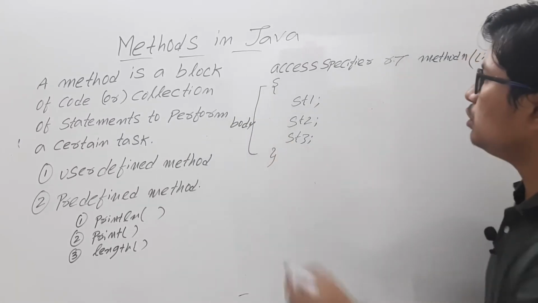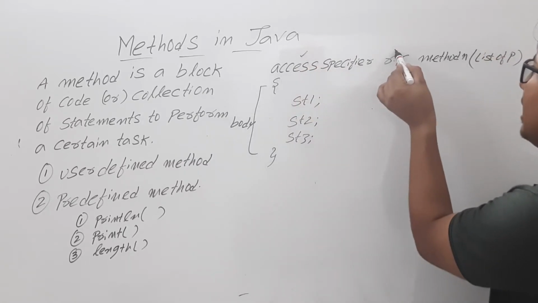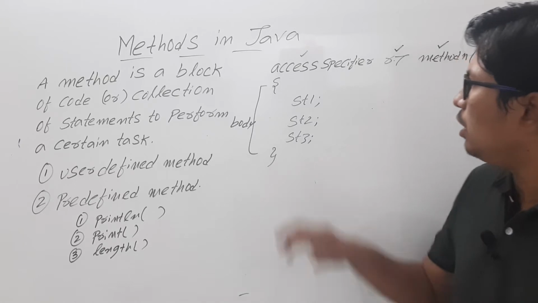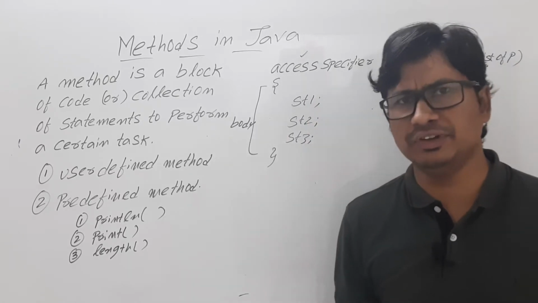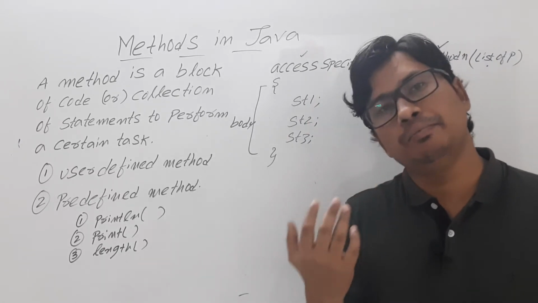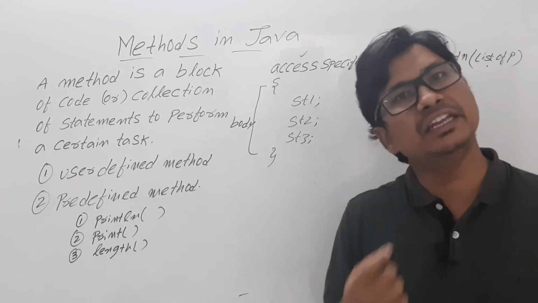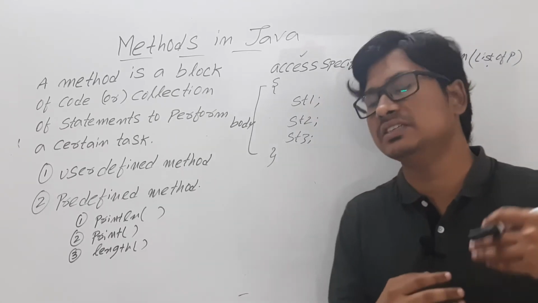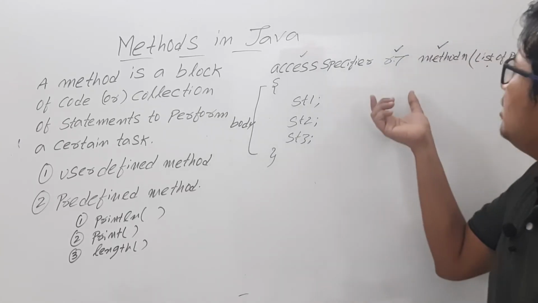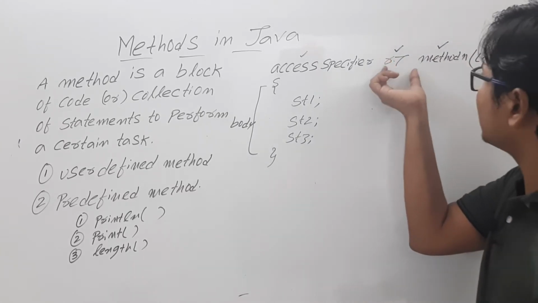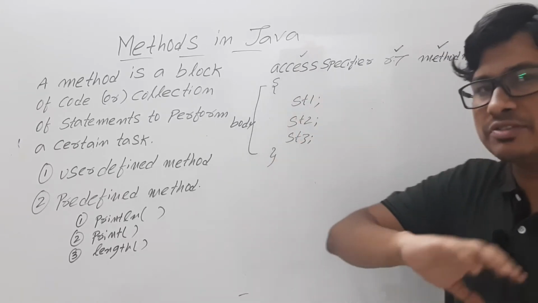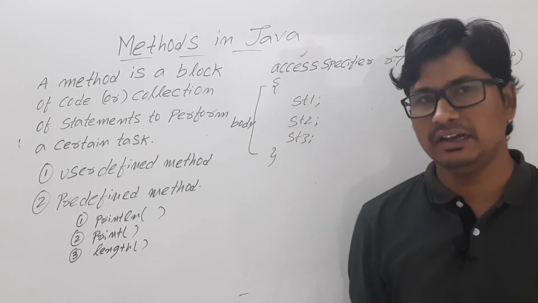Okay, so you will have an access specifier, a return type, method name, and list of parameters. Now you have various access specifiers such as public, protected, private, and even the default. These access specifiers we will discuss in another class. Our main focus is about the return type, method name, list of parameters and the statements. The access specifiers we'll discuss in a separate video.